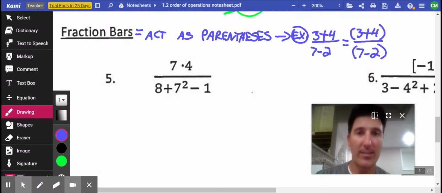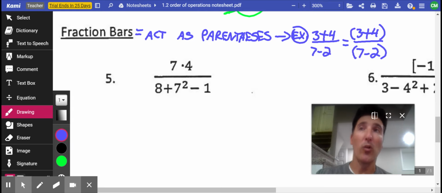We're going to do 5 and 6 in the notes, which deal with fraction bars. You guys can even stop the video now if you want. You can just write this down where it says act as parentheses and everything else that's written. And then just to explain, if you have a bunch of operations in the numerator, which is the top, and in the bottom, which is the denominator, it's really like you just put parentheses around everything in the top and parentheses around everything in the bottom.